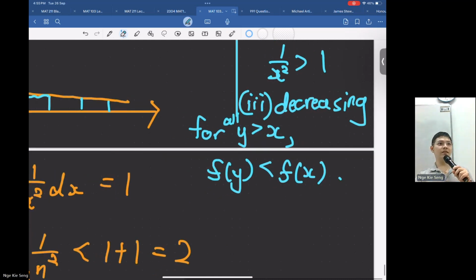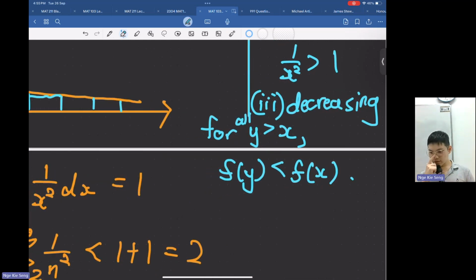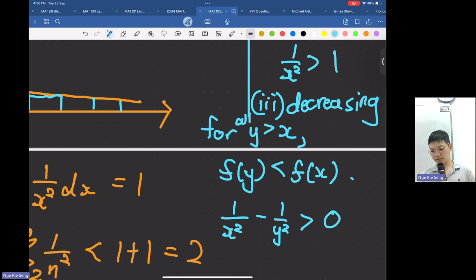Can you get it? So should we check this? Let's check whether 1 over x squared minus 1 over y squared is greater than 0 or not, for y greater than x.